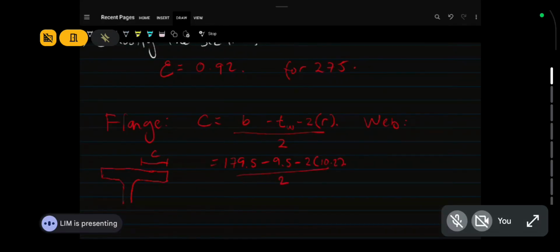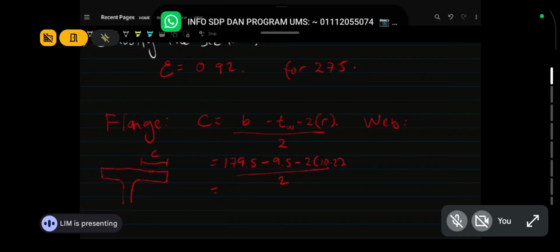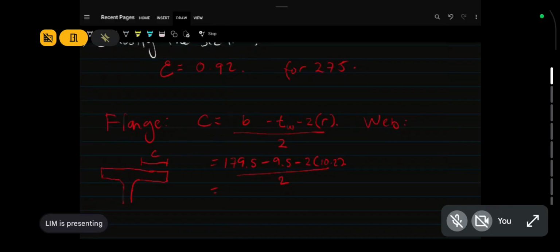The whole thing divided by 2. Everyone agree? Is it correct? Did I get anything wrong? Agree. All right, so let's calculate C. 179.5 minus 9.5 minus 10.2 times 2, which is 20.4, divided by 2. C is 74.8.